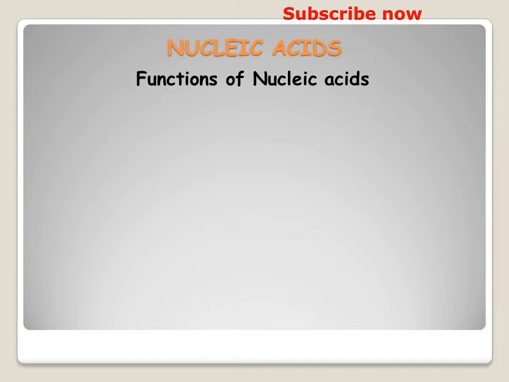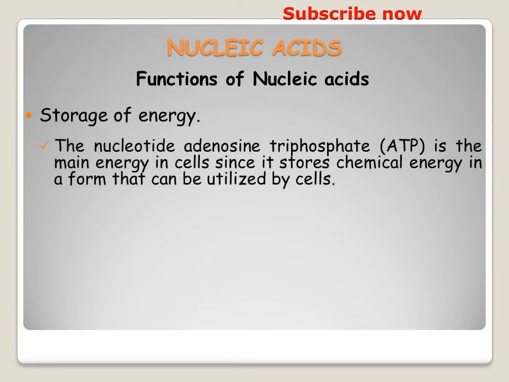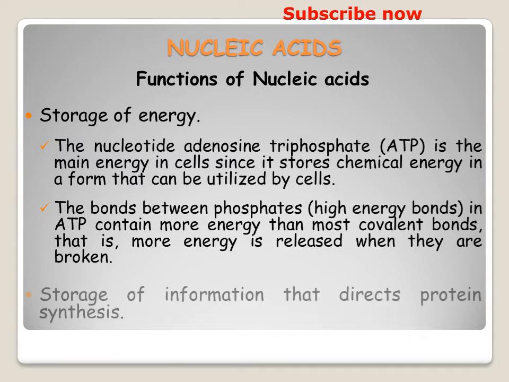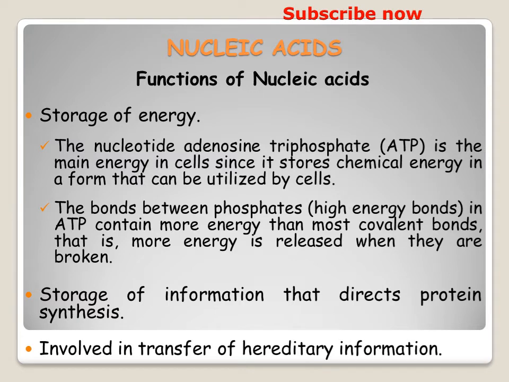Functions of nucleic acids. 1. Storage of energy. The nucleotide adenosine triphosphate, that is ATP, is the main energy carrier in cells since it stores chemical energy in a form that can be utilized by cells. The bonds between the phosphates, the high energy bonds in ATP, contain more energy than most covalent bonds. That is, more energy is released when they are broken down. 2. Storage of information that directs protein synthesis, and they also function in the transfer of hereditary information.